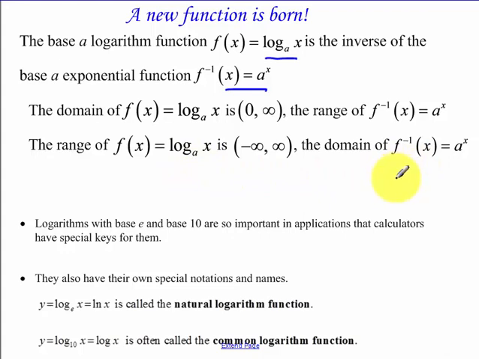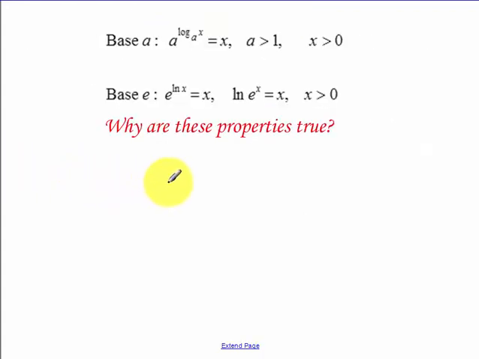And then remember that we have a few special functions. Log base 10 is called the common logarithm, and log base e is the natural logarithm. We use this log base e a lot in calculus. Okay, so base A and base E, these two things are the same thing.